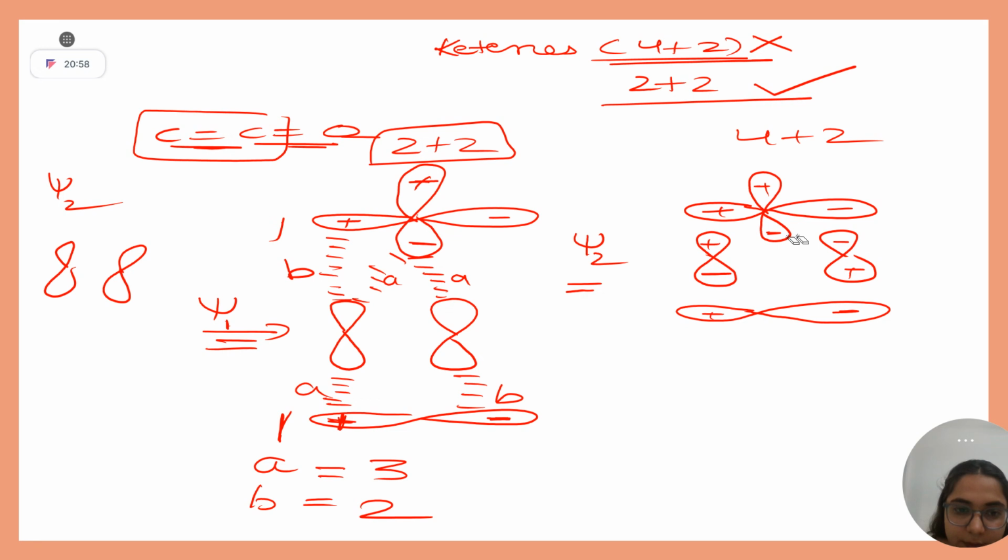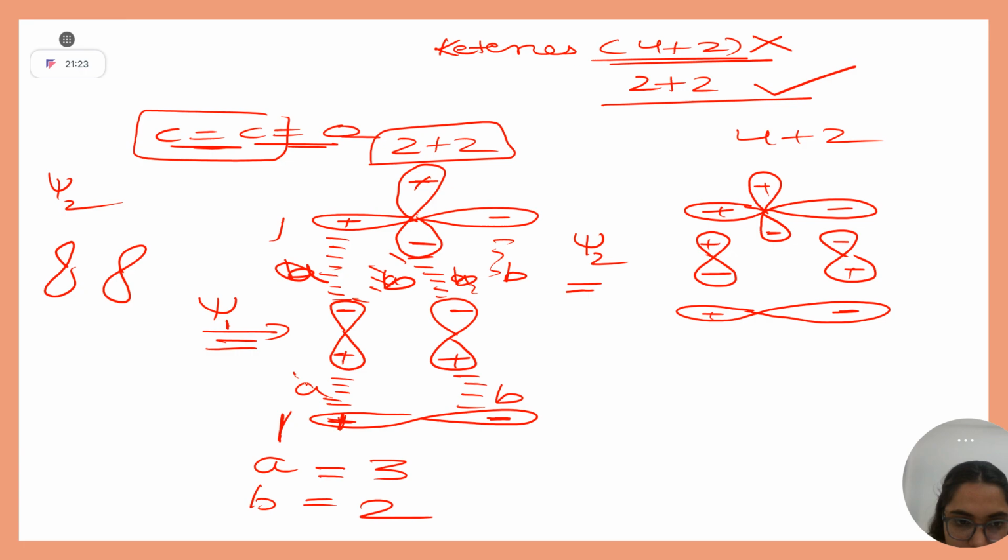So we can draw another possibility also. You have to write both situations. I think you have written that. If I make it like this, negative, positive, negative, positive, right? So now what will be the case? This will be your anti-bonding. This will be your bonding.